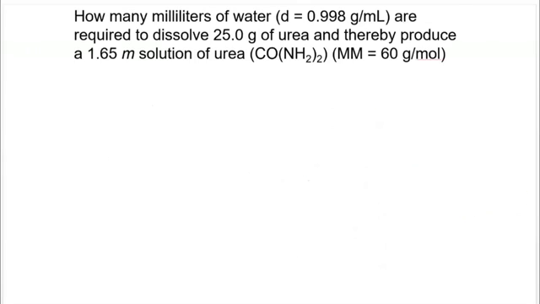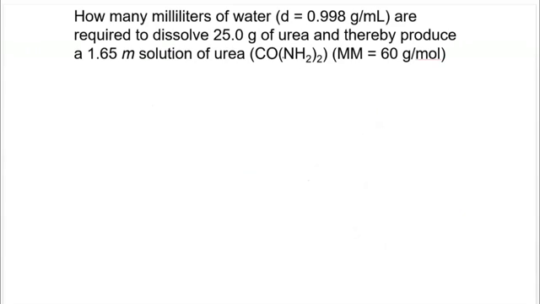All right, next question. Let's get some math involved here. How many milliliters of water, if water has a density of 0.998 grams per milliliter, are required to dissolve 25 grams of urea and thereby produce a 1.65 molality, or molal, solution of urea? That's what the little m means, molal, not meter or anything like that. And here's the formula for urea, and the molar mass is given.